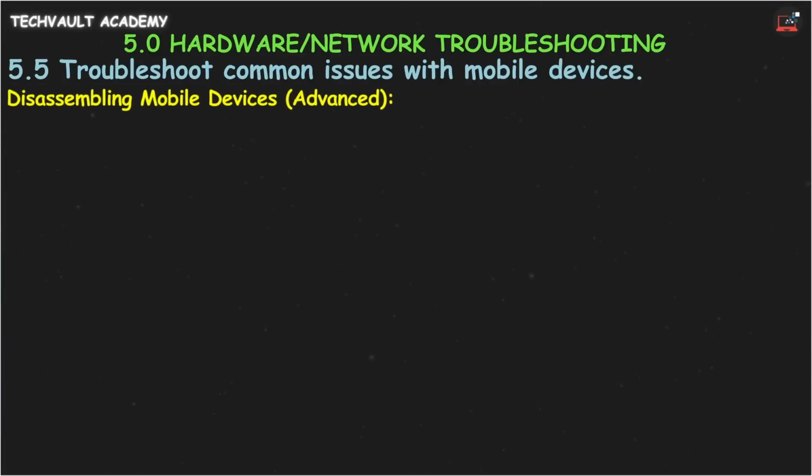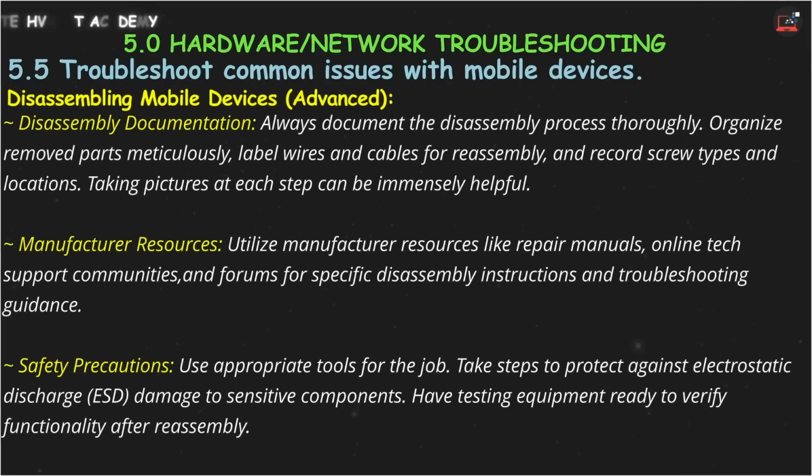Disassembling mobile devices. Advanced. Disassembly documentation. Always document the disassembly process thoroughly. Organize removed parts meticulously, label wires and cables for reassembly, and record screw types and locations. Taking pictures at each step can be immensely helpful. Manufacturer resources. Utilize manufacturer resources like repair manuals, online tech support communities, and forums for specific disassembly instructions and troubleshooting guidance.